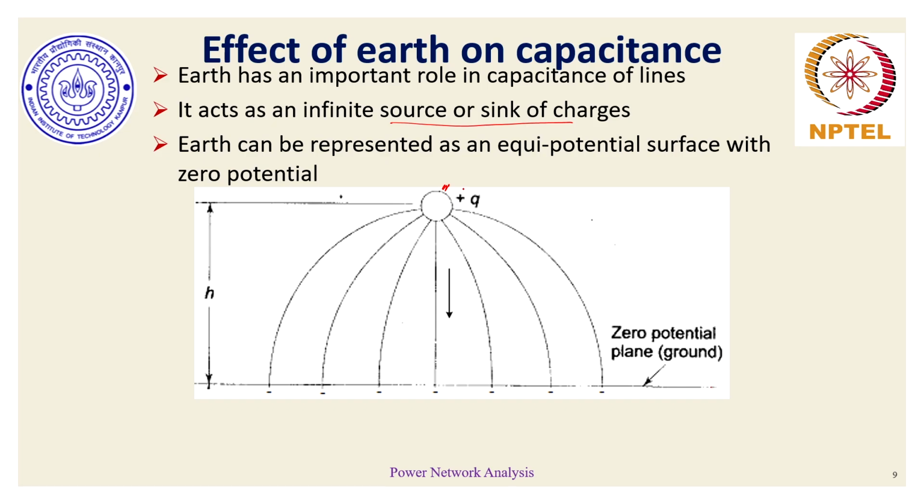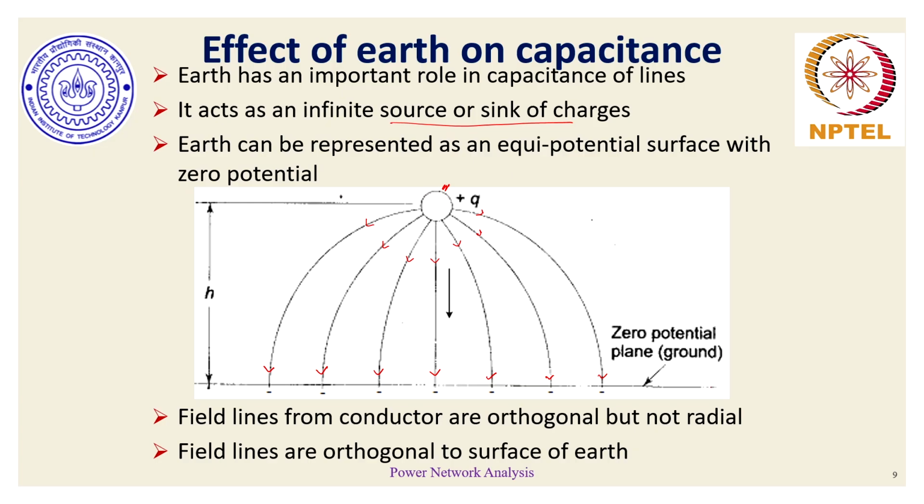So for a positively charged body plus Q, the arrows or the lines which you see here are the directions of the electric field lines. These electric field lines would originate from the surface of the conductor in an orthogonal fashion, and they would terminate at the earth surface again in an orthogonal fashion, because electric field lines with respect to corresponding charged surfaces always have to be orthogonal. So the electric field lines originate from the conductor orthogonally, but they are not radial anymore because the distortion has happened, the earth effect is now coming in, and the field lines are also orthogonal to the surface of the earth.